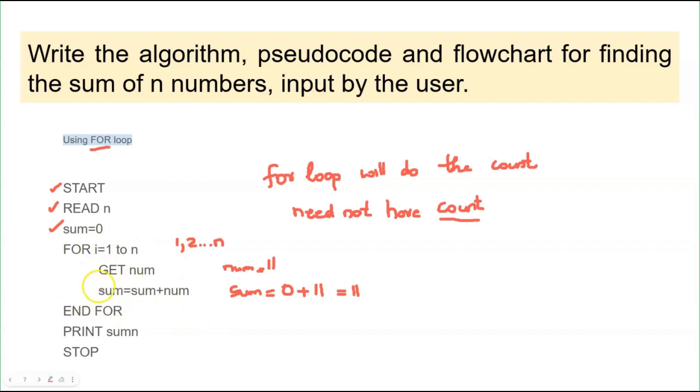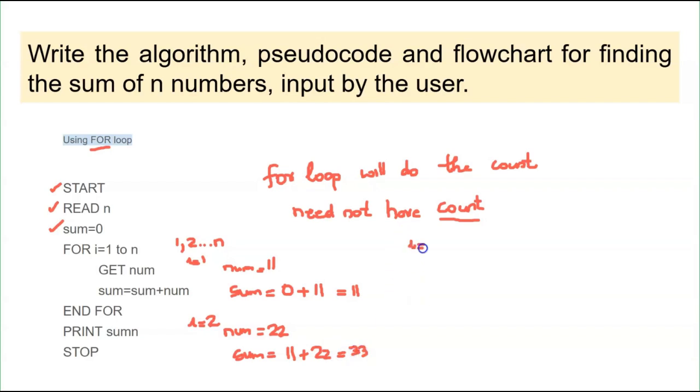Now it will repeat from 1 to n. So this is for I equal to 1. Now for I equal to 2, again it will ask for the number, and we will give the number 22. So sum is equal to the previous sum 11 plus 22, it will be 33.